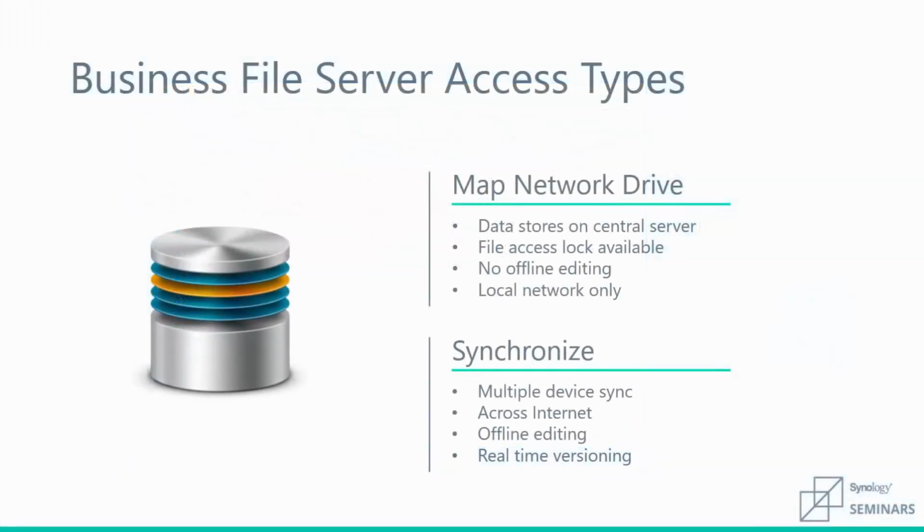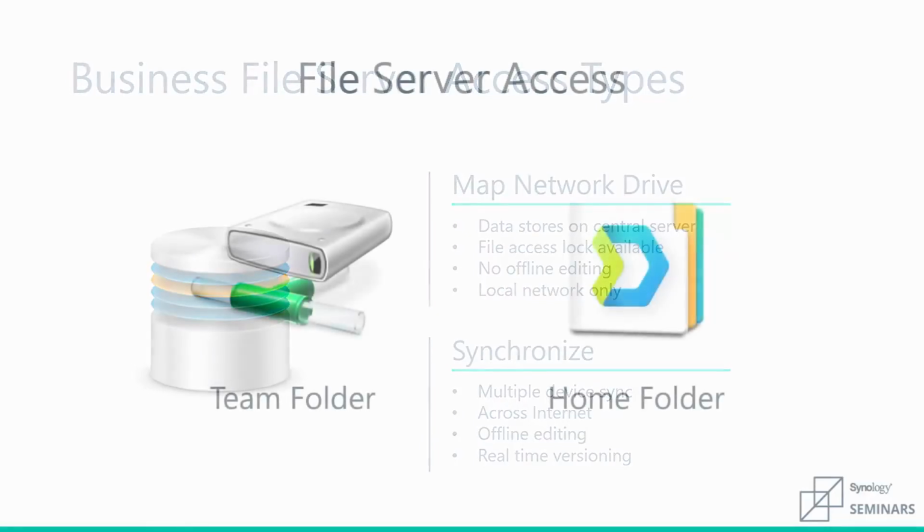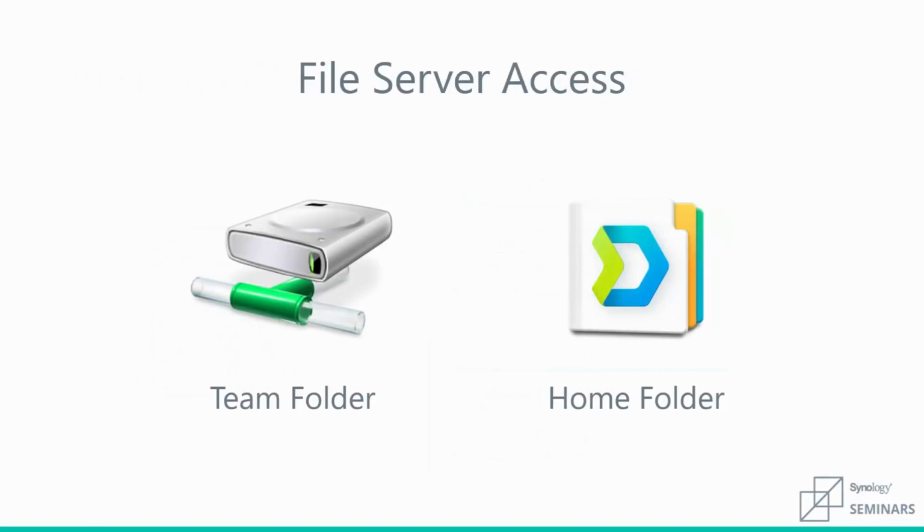In review, a map network drive is ideal for team folders in an office setting. All of the data is centralized. However, it is local network only, so there is no offline editing. With synchronization, multiple devices can sync to your NAS over the internet, allowing for offline editing and real-time versioning, like I just showed you. So, when should we consider which option?